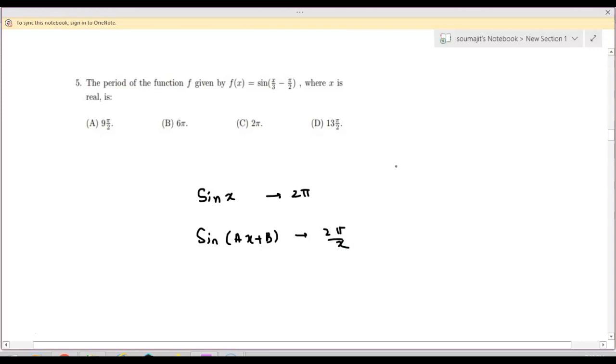Now observe this f(x) is equal to sin(x/3 - π/2). So the period of f(x) is equal to 2π divided by 1/3, so this is 6π. Let us see the options. So option B is our correct option.